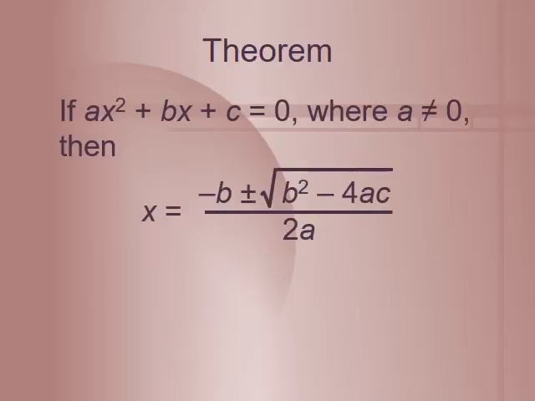So again, here's our theorem. A cannot equal 0 for this to work, because then it would be 0 times x squared, and that would go away. So this is our quadratic formula. And it's really important that you remember this. Write it on your notes, write it on the board, whatever you have to do in order to make it work.